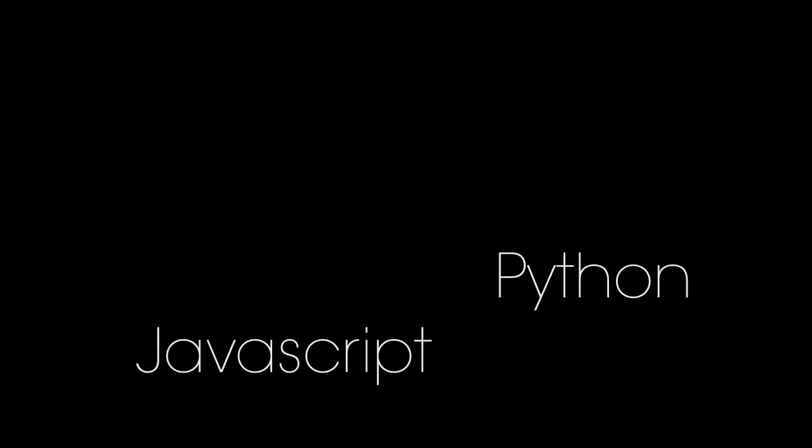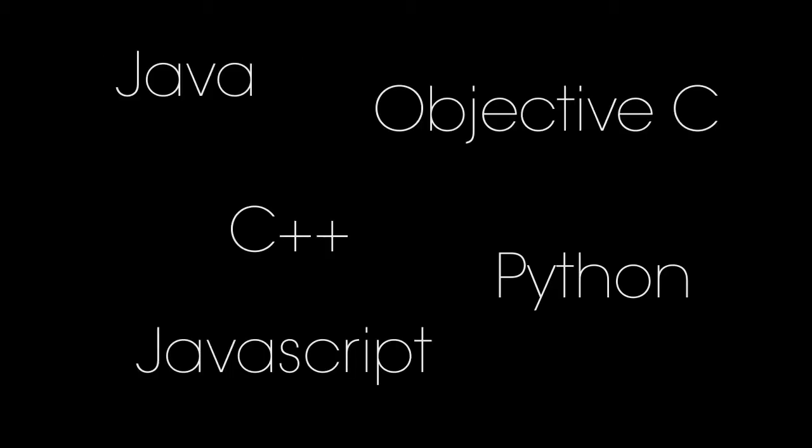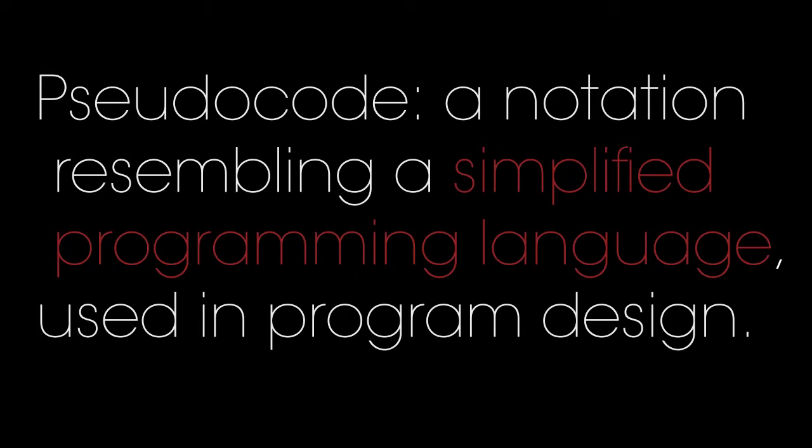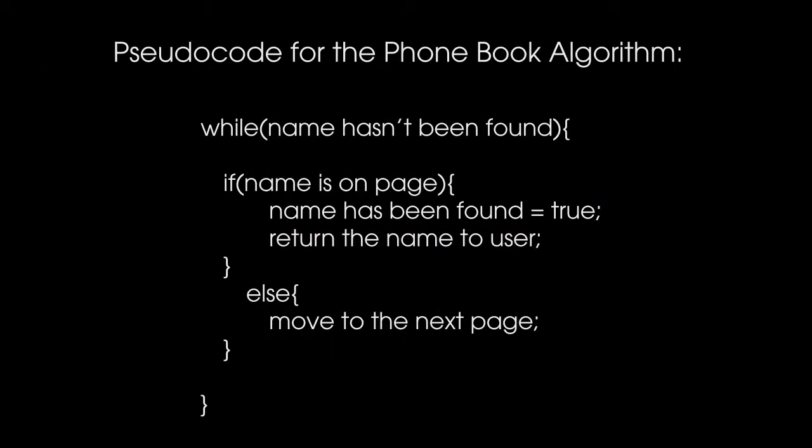There are many programming languages out there and they all have their pros and cons. Let's take, for example, our phone book algorithm from earlier and turn it into something called pseudocode. Pseudocode is not code for a specific programming language, it's just simplified code that could be translated into any number of languages. It contains the basic idea of what the program entails without getting into language specifics. For example, the pseudocode from the phone book algorithm would go something like this.